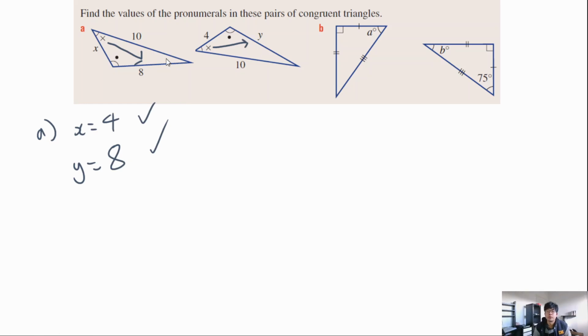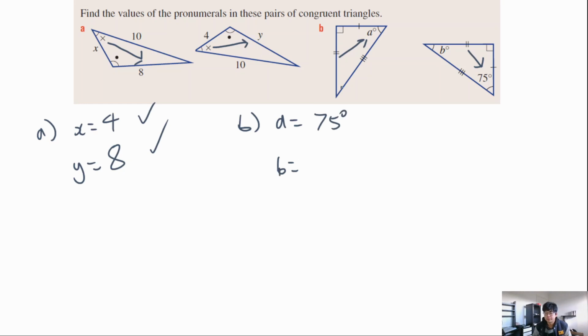Alright, moving on to question B. This one's going to be a little bit more difficult. That's okay. We're going to find the angles this time, angle A and angle B. Let's start with angle A. Angle A is directly opposite to the side with 2 markings. So let's have a look here. Directly opposite to the side with 2 markings is 75 degrees. So we know A is going to be 75 degrees.